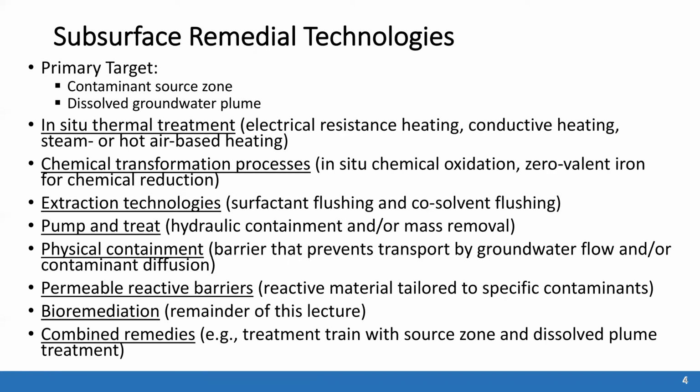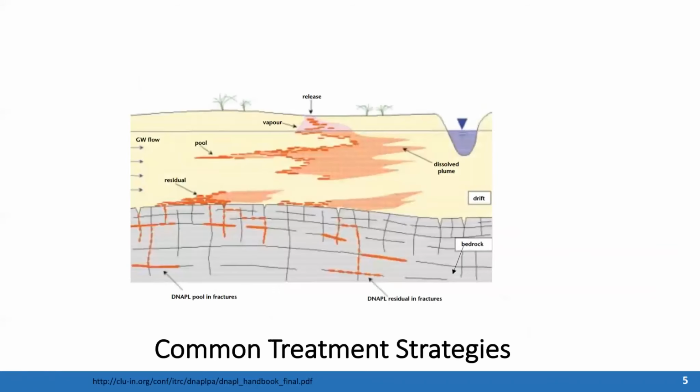And then we can look at a containment system that has permeable reactive barriers and employ bioremediation, which is really the topic of this lecture, using microorganisms. And then, of course, combine remedies. So you can get very clever and engineer a system to look at both the source zone and dissolved plume treatment. So here's again that schematic.